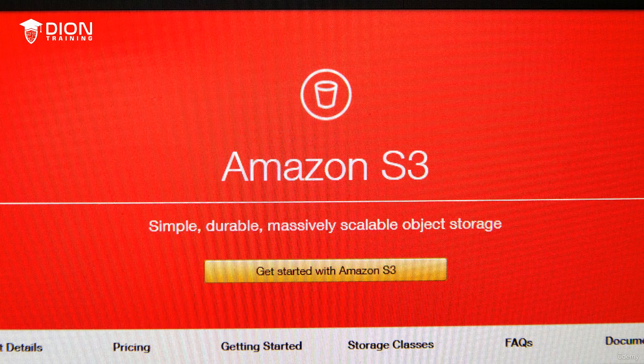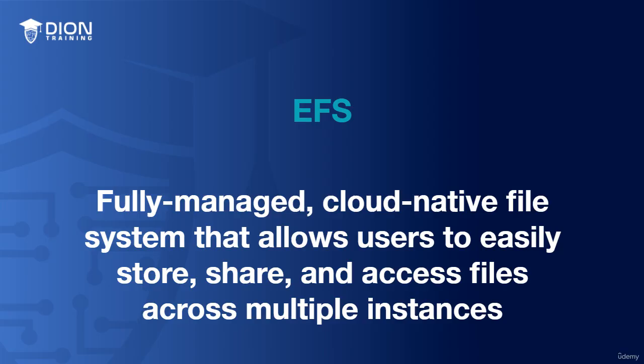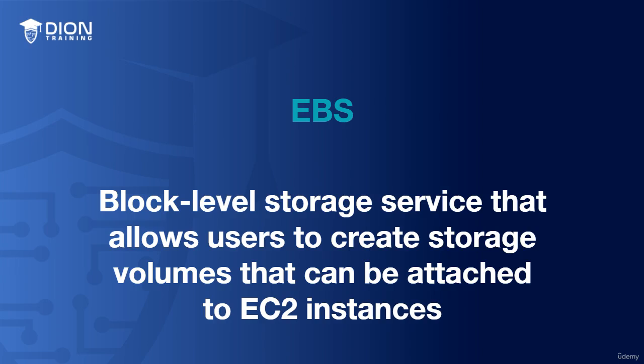Software-defined storage can also be used throughout the Amazon Elastic File System, or EFS, and the Amazon Elastic Block Store, or EBS. EFS is a fully managed cloud-native file system that allows users to easily store, share, and access files across multiple instances. EBS, or the Elastic Block Store, on the other hand, is a block-level storage service that allows users to create storage volumes that can be attached to Amazon Elastic Compute Cloud, or EC2 instances. Both EFS and EBS use software-defined storage to abstract the underlying hardware and provide the end users with a higher level of flexibility and scalability.